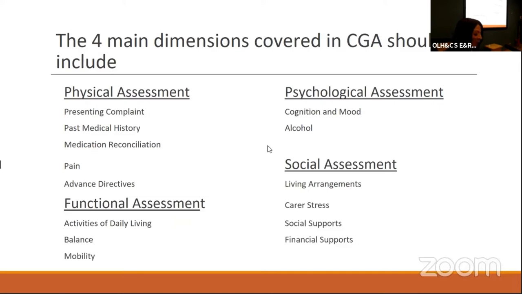So when you're doing a physical assessment of the person, it's important to take in the presenting complaints, past medical history. Have they had any recent falls, recent hospitalizations? But what's very important, and we look at it here, is the medication review. We know that polypharmacy in the older population is a serious concern. Often when we meet people in the clinic, they come in with a list of medications that they've been on for a very long time.